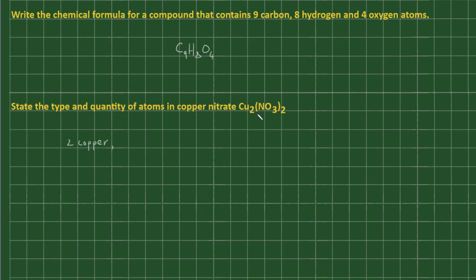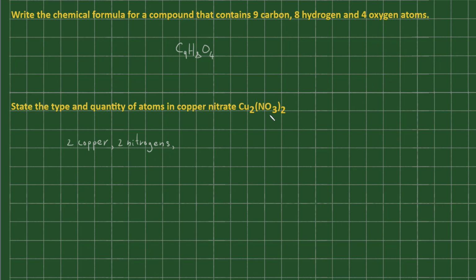Now I have to be a little bit careful because I have some chemical symbols inside the bracket. The chemical symbol N stands for nitrogen. How many nitrogens do I have? Well, outside of the bracket I have a 2, which means I have 2 times 1 nitrogen, which is 2 nitrogens. And finally, I need to look at the oxygens. Inside the bracket, I have O for oxygen, but then a 3, which tells me I have 3 oxygens.